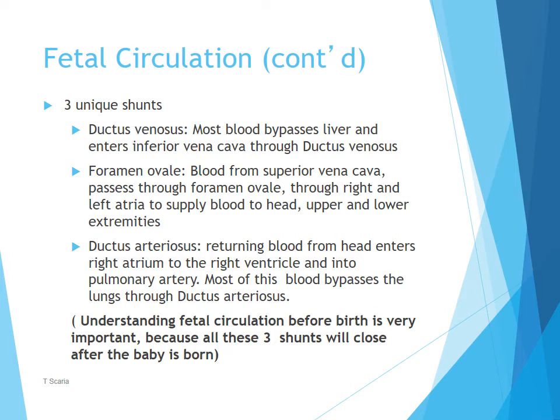But after the baby is born, all these three shunts, the ductus venosus, foramen ovale, and ductus arteriosus, will close, and there will be decreased pulmonary vascular resistance and pressure. So it is important to know these changes, because when we deal with certain cardiac conditions, we need to know how to relate this. And the circulation after the baby is born is explained in chapter 17, page 643. If you get time, please carefully read through it.